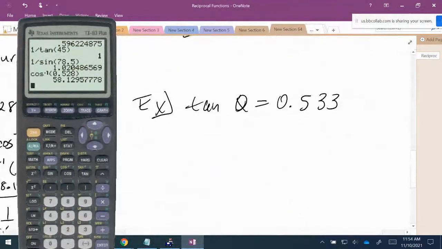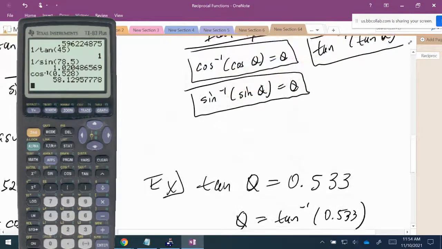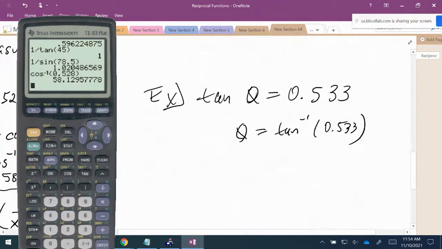So now if we look at the next example, we have the tangent of theta is equal to 0.533. So here I'm going to take the arc tangent for both sides, but I'm just going to simplify that, and I'm going to write that as theta is equal to the arc tangent of 0.533. And this is mainly the next step that you see in most textbooks, but notice that they have taken the arc tangent for both sides. And if I evaluate the arc tangent of 0.533 in the calculator, we have 28.06 degrees.